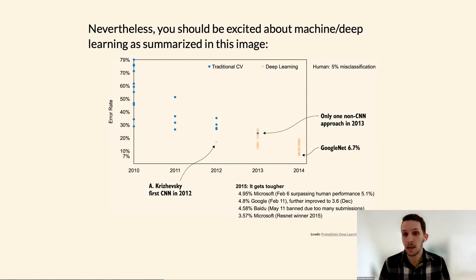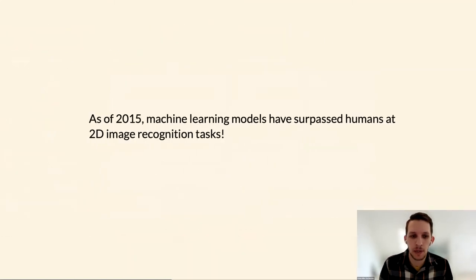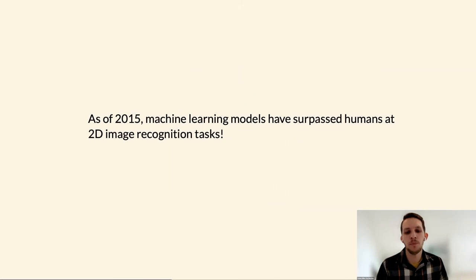So what this means, right? What this means is that with the advent of deep learning, machine learning methods in general have surpassed humans at 2D image recognition tasks, right? Again, I cannot emphasize how challenging of a problem this is. And we'll talk about this very specific problem more over the course of this week.